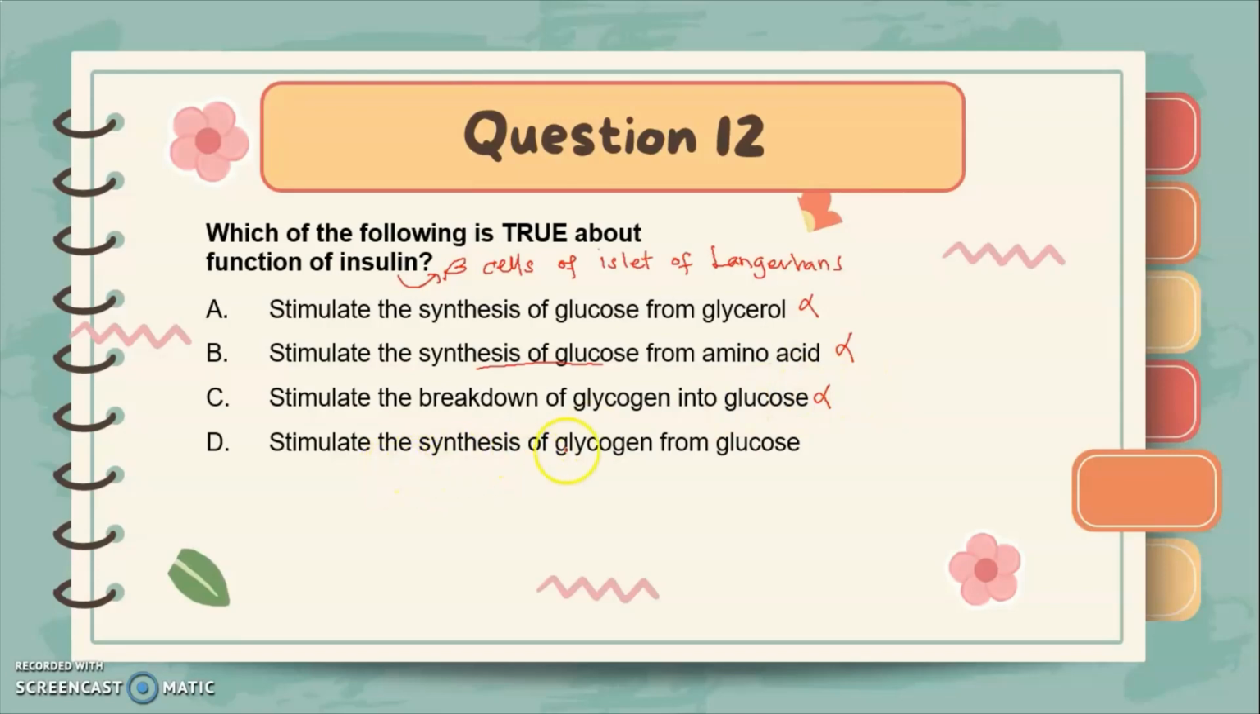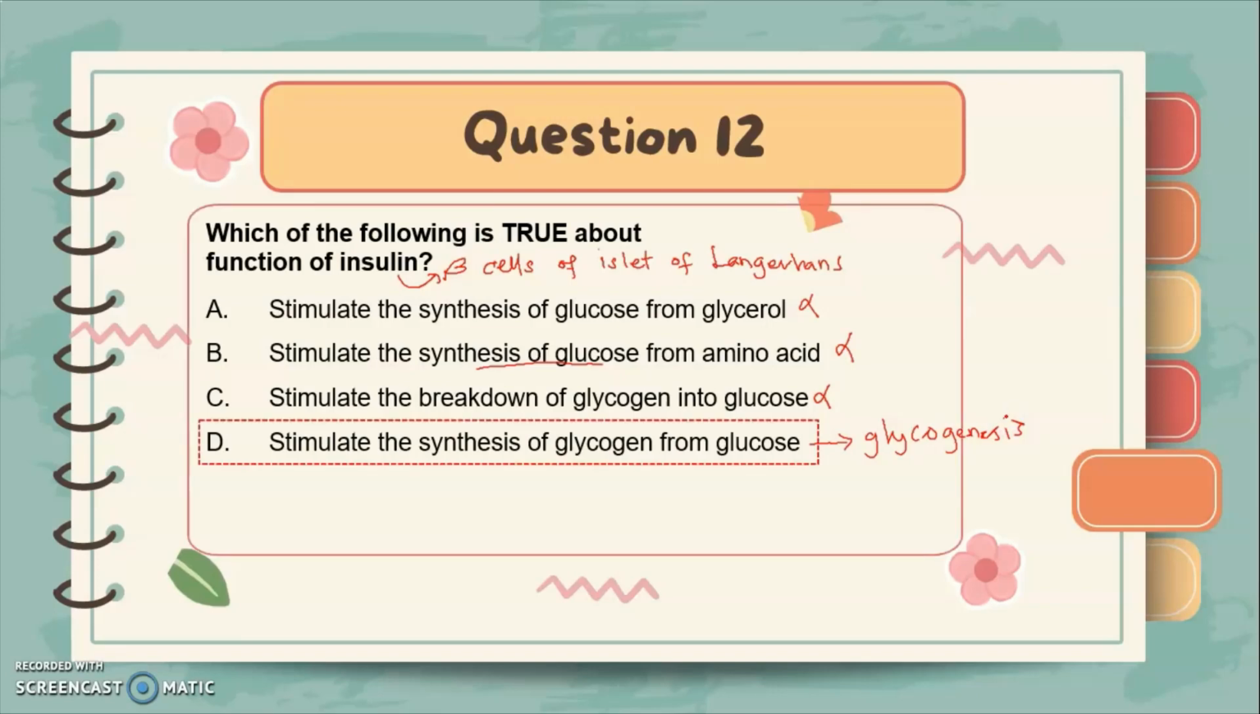Okay. Stimulate the synthesis of glycogen from glucose. So ini bertepatan dengan apa yang dah pun kita bincangkan untuk slide sebelum ni, iaitu dia refer kepada proses apa? Glycogenesis. Okay, iaitu conversion glucose, okay, to glycogen. So the answer is D.